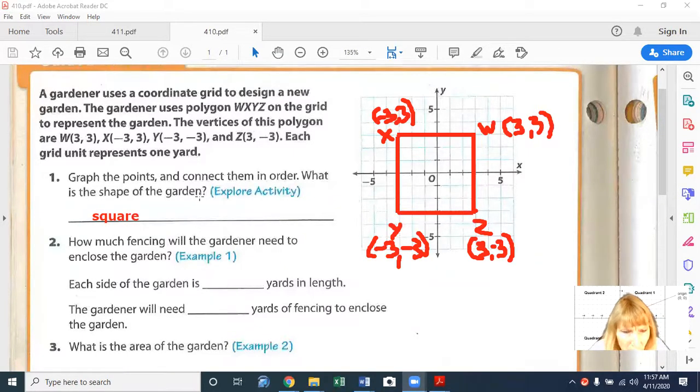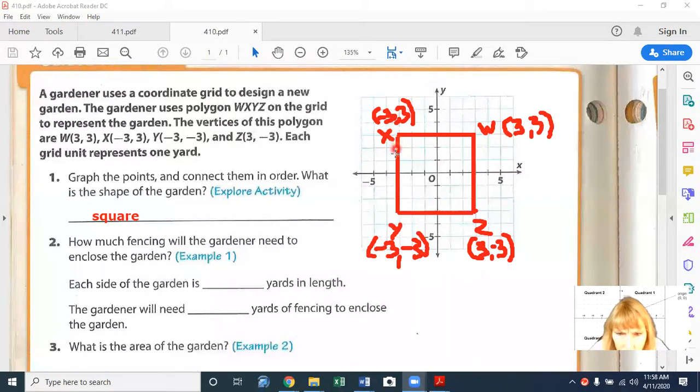How much fencing will the gardener need to enclose the garden? So to figure out the fencing, he wants to put a fence around the outside of the garden. So that's a hint that we're going to find the perimeter of the garden. So we need to find the length of each side. Well, since it's a square, we know that every side is the same length. So we only really have to find one length. But let's just double check it. Each side of the garden is blank yards in length. Well, let's count.